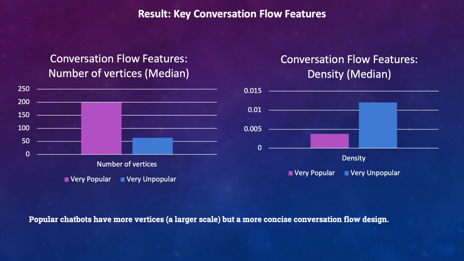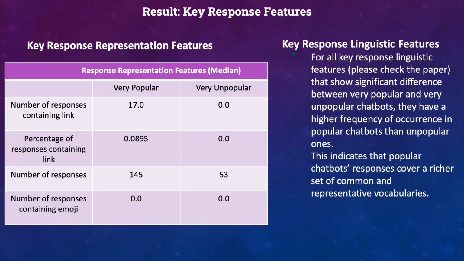In terms of key conversation flow features, we find that popular chatbots have more vertices, which means they can fulfill more user intents. This also explains why popular chatbots have more utterances. Even though popular chatbots have more vertices in the conversation flow graph, the graph density is lower than that of unpopular chatbots. This indicates that the conversation flow of popular chatbots is designed in a more concise way.